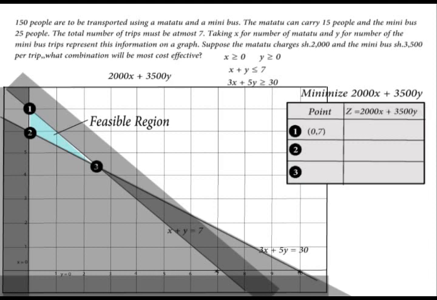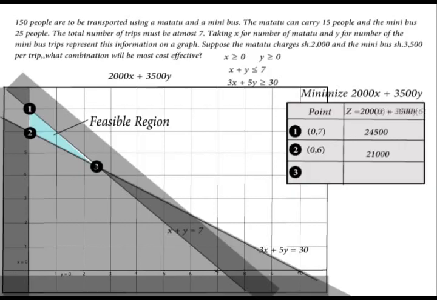If we substitute in the objective function, we shall have 2,000 times 0 plus 3,500 times 7, giving us 24,500. At corner 2, the coordinates are 0, 6. If we substitute that, we get 2,000 times 0 plus 3,500 times 6, giving us 21,000.